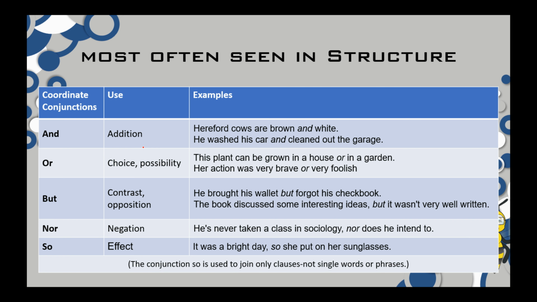We use and to add information. We use or to give options or choices. We use but to express contrast or opposition. We use nor to negate something. And we use so to express the effect, the cause, the result of something. In this type of conjunction, the conjunction so is used to join only clauses, not single words. So is used only to connect clauses.